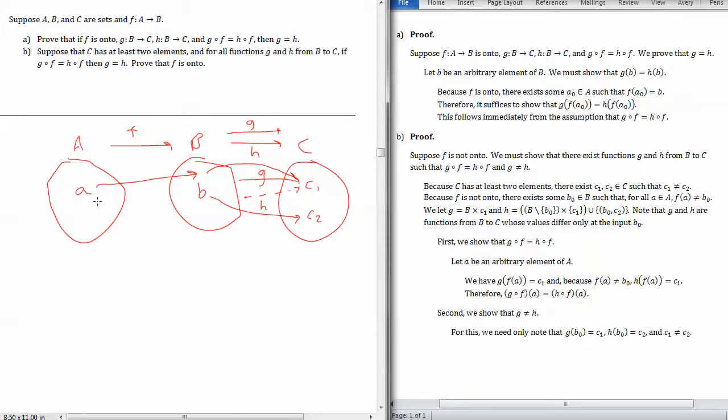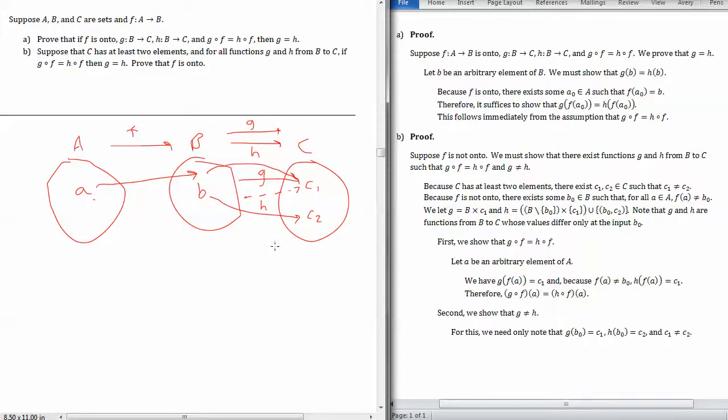And H composed with F, so you do F, you get the same thing here. This is F of A, if I had space to write it. But then we know that F of A is not equal to B, since B is not in the range of F. And everything not equal to B, H sends also to C1, okay? So G composed with F of A is C1. H composed with F of A is also C1, so the two compositions are indeed equal.